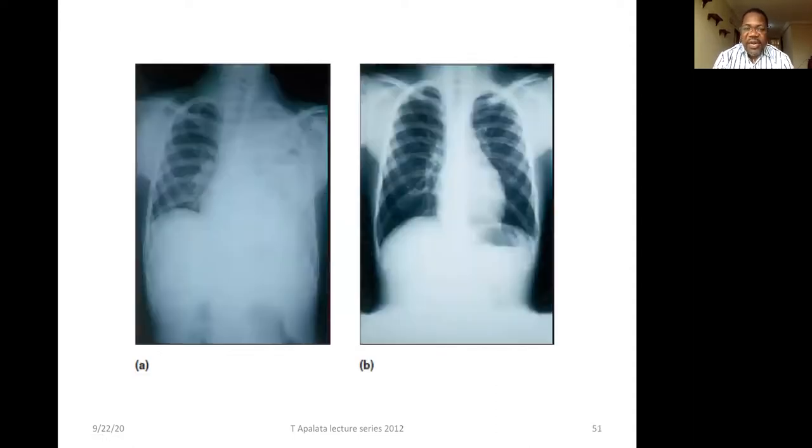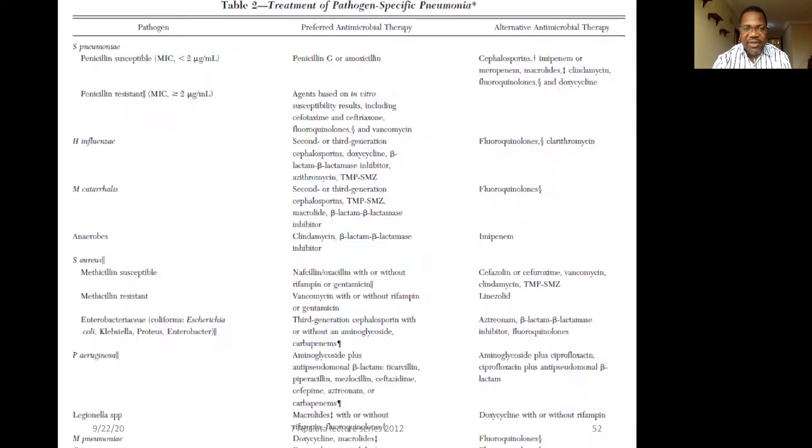So I can leave these two chest X-rays for you for interpretation. You can tell me what you are seeing here, and you can also tell me what you are seeing here, both sides of this chest. Leave a comment below and let's discuss the diagnosis for those two chest X-rays.